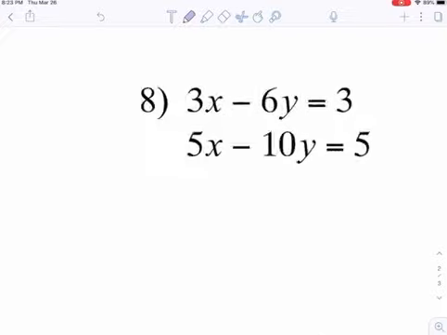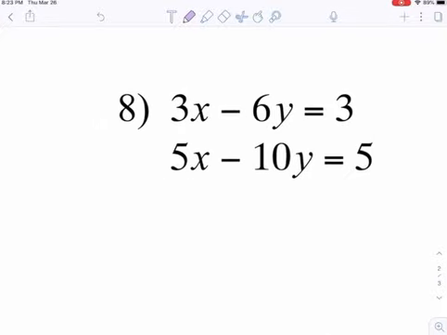Okay, number 8. Again, luckily these are all lined up. So again, you could use the x's or you could use the y's. I can't multiply 3 by anything to make it opposite of 5, and I can't multiply 6 by anything to make it opposite of 10. So this is one of those cases where you're going to have to multiply both of them.